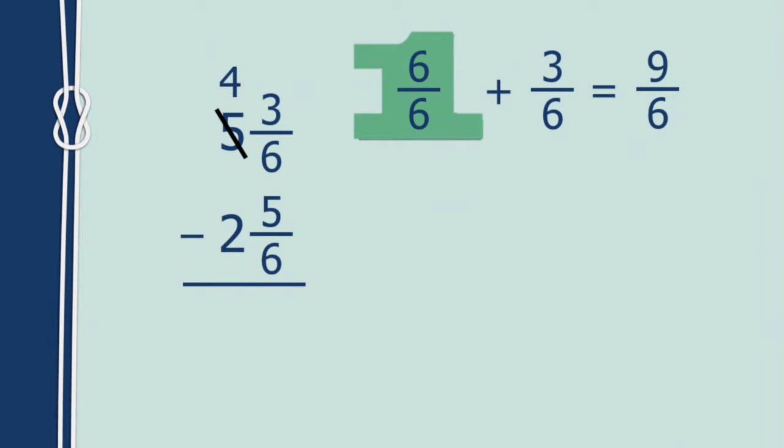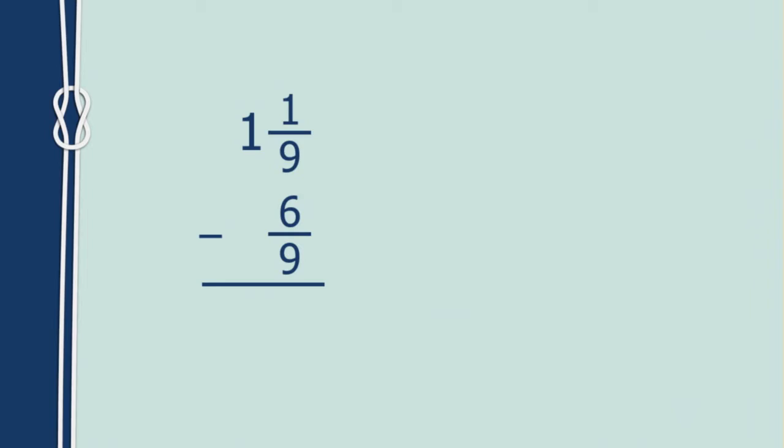Now we can subtract. 9 sixths minus 5 sixths is 4 sixths. And then 4 minus 2 is 2. 2 and 4/6. How would you like to be independent? You can do it. Pause and solve this subtraction equation.